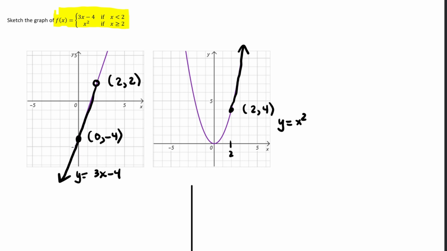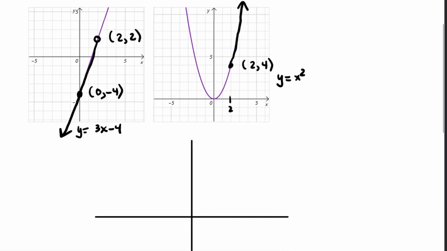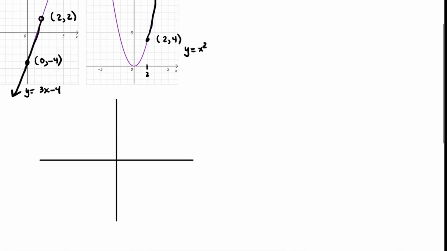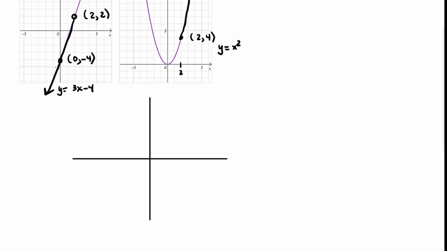So to put these pieces together, we're just going to make a rough sketch here. I'm just going to zoom out just a little. So we have the point (2, 2) as a key point because that's where the first graph ends. And it's also passing through (0, -4). So our first piece looks like that.